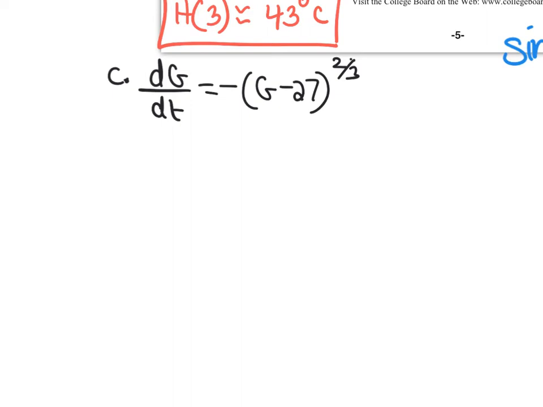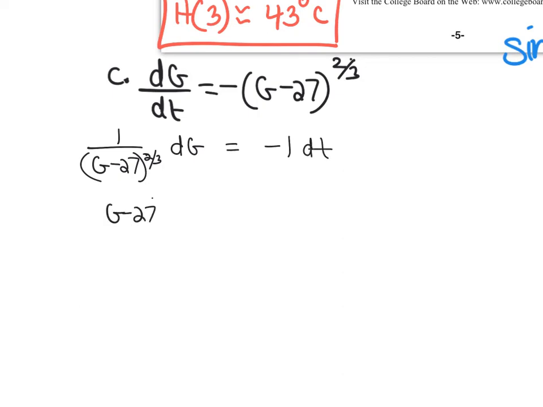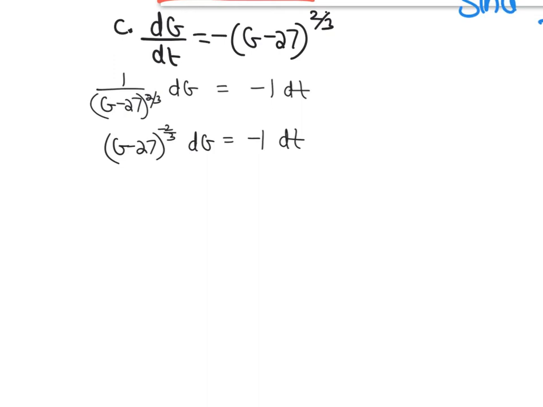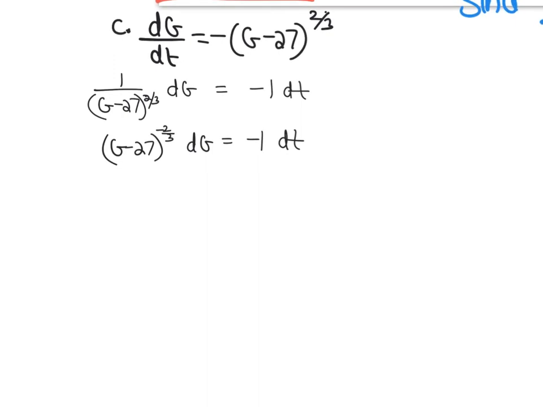So what does that mean? We want to get our G's over with the change in G. So I'm going to do that by dividing, and that's going to equal -1 dt, and we can even move this up and write it as G minus 27 to the -2/3. You don't have to yet, but you can. Now that we have our separation of variables, we're good to go. So if we do everything correctly, you should get a 5 out of 5 on this part of the problem.